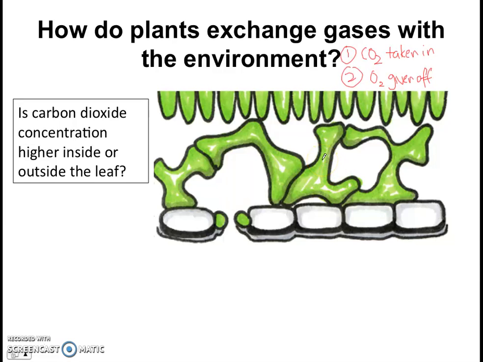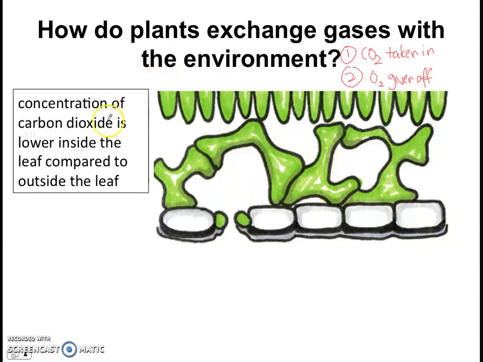And the answer is that carbon dioxide concentration is usually lower inside the leaf compared to outside the leaf. Now, why is it lower inside the leaf? Because carbon dioxide is constantly being used by leaf cells. It's constantly being taken into the leaf cells to be used for photosynthesis. So the concentration of carbon dioxide in these air spaces here will be quite low compared to outside the leaf, where carbon dioxide concentration is relatively higher.